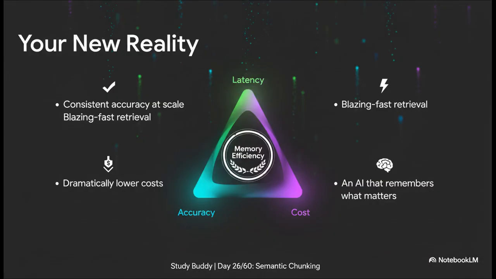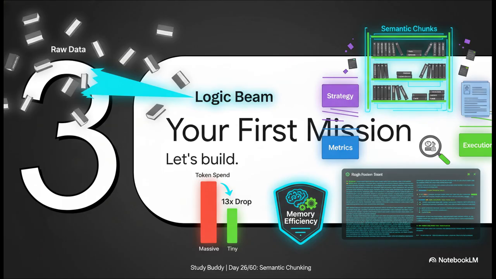This creates a whole new reality for you. Suddenly, you solve the memory trilemma. You get consistent accuracy, blazing fast retrieval, and way, way lower costs. But most importantly, you get an AI that actually remembers what matters, because you're helping it focus only on what's relevant. All right, enough talk.